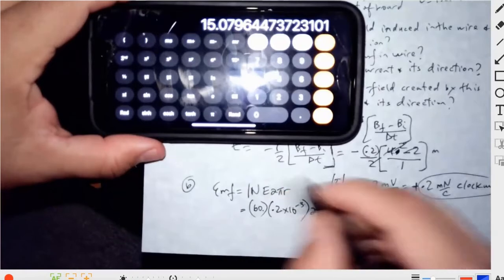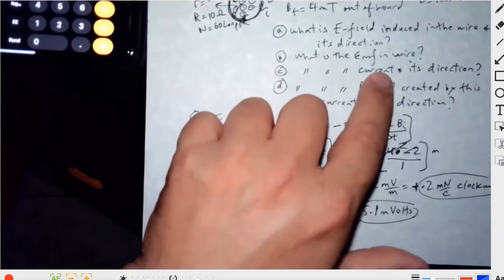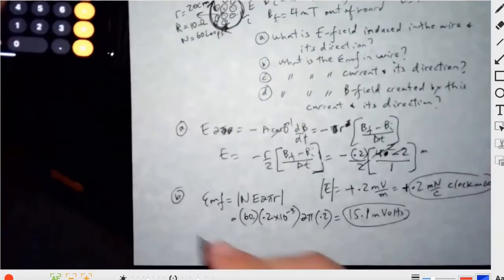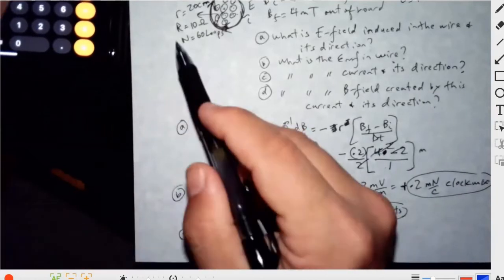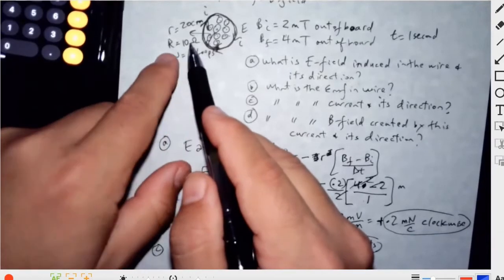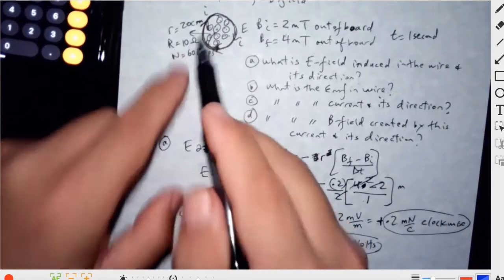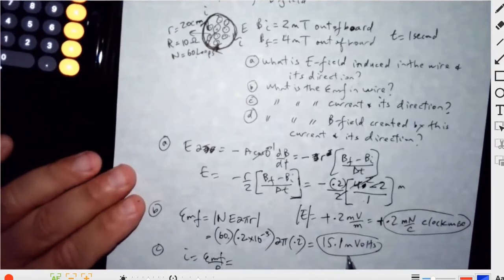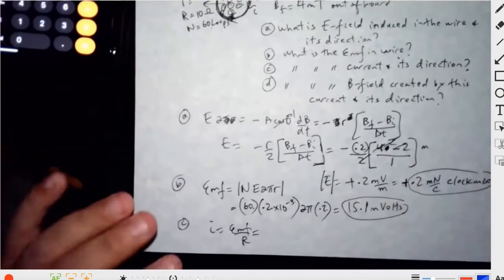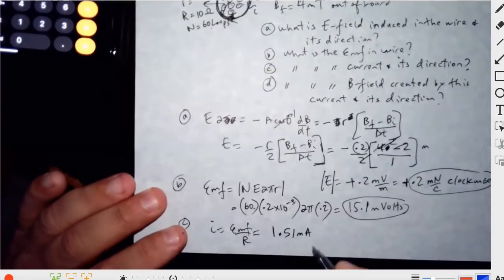So again, I'm focusing here on the magnitude, 15.1 millivolts. Now the current is going to be 15.1 divided by the total resistance of the wire. It's telling us that the total resistance of the wire, including all 60 loops, is 10 ohms. So then the current is just going to be EMF over R. So divide this by 10, and that's going to be 1.51 milliamps.